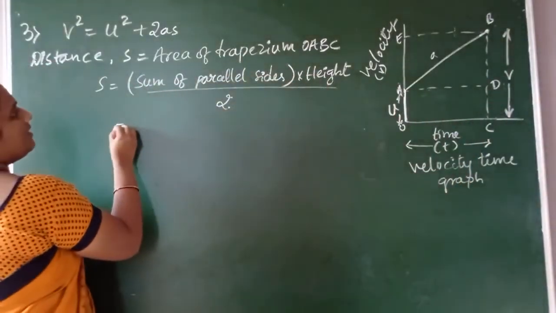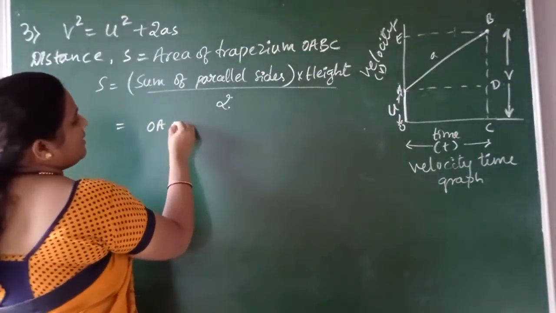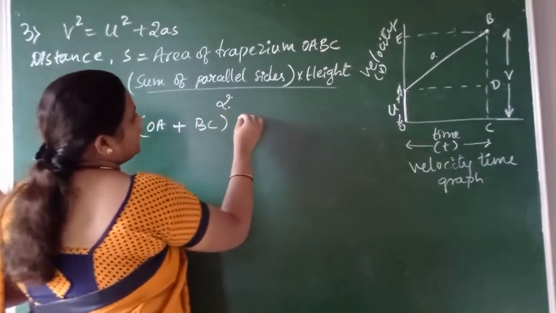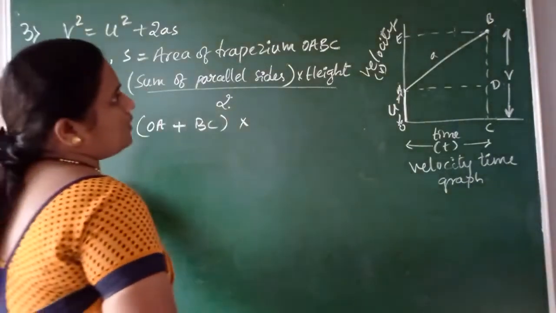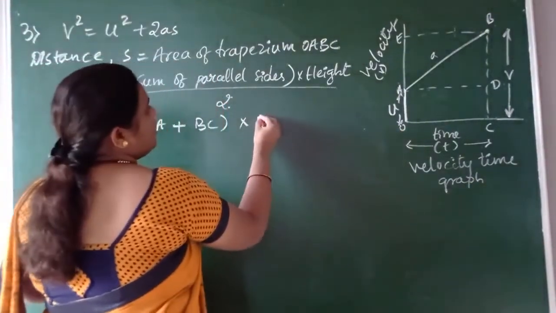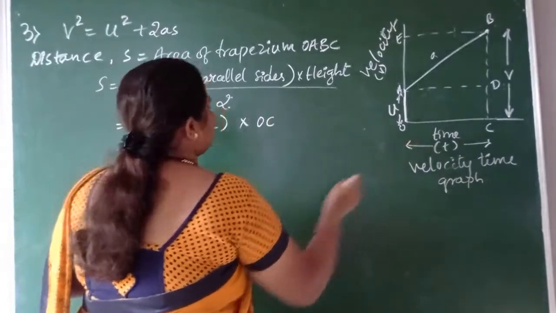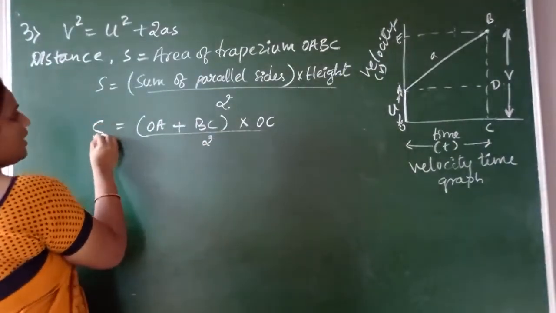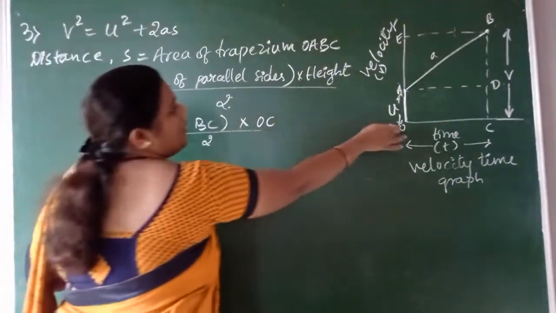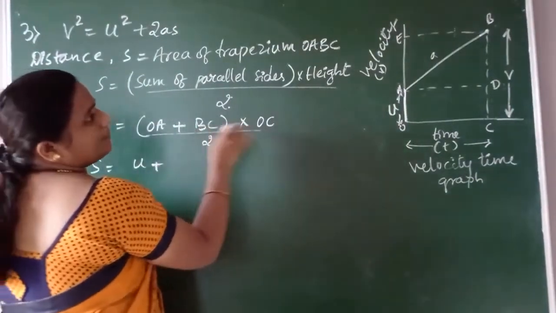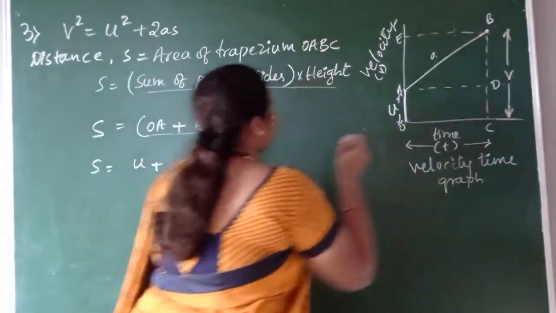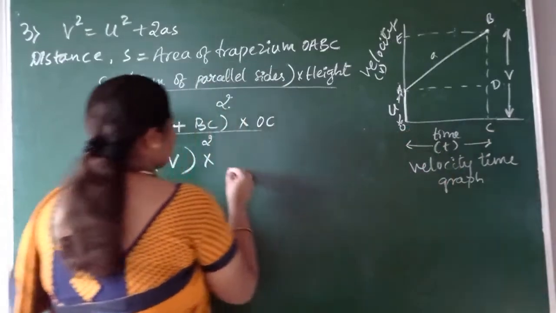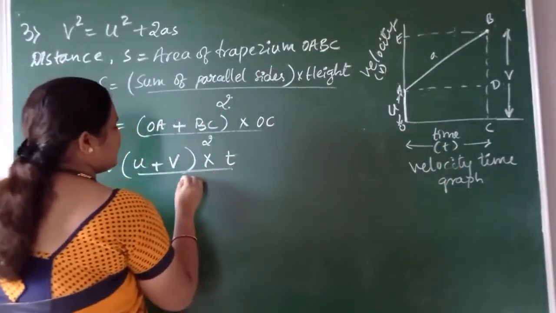So the area is OA plus BC, into height. What is the height, children? OC, divided by 2. This is S. OA is nothing but U, plus BC is nothing but the final velocity V, into OC, which is nothing but T, divided by 2.